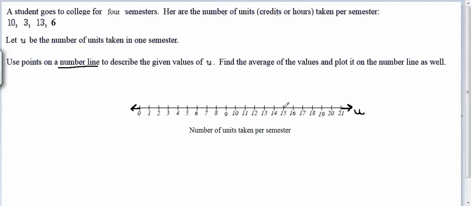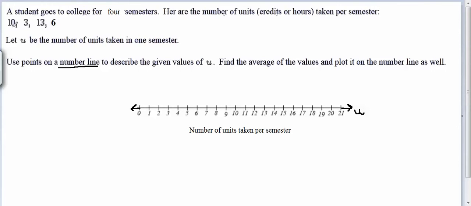If you were doing this on a test or for homework or on your paper, you'd want to make sure that your number line had arrows on both ends and also had the variable name labeled next to the number line. So our variable name is U. We're going to put a U next to one of those arrows at either end. And it's very good practice to also label it in units and words. So we'd say this number line is showing us the number of units the student took each semester.